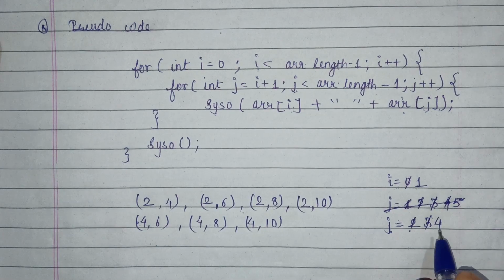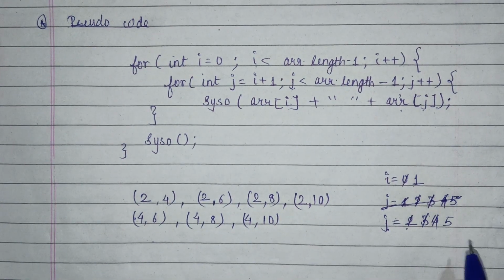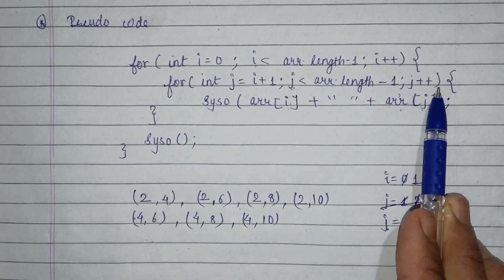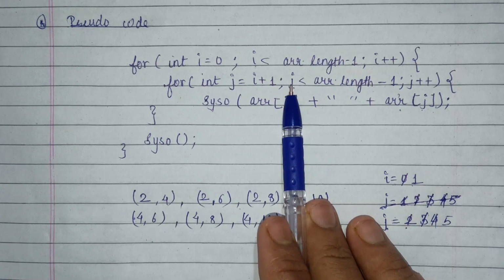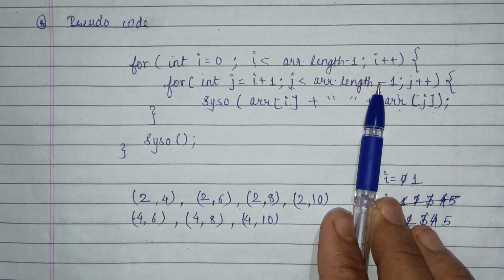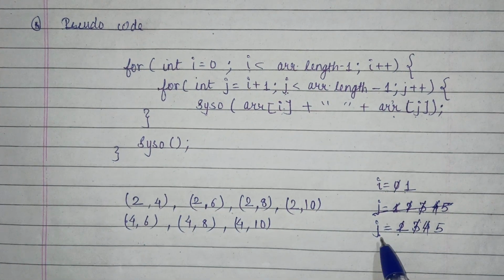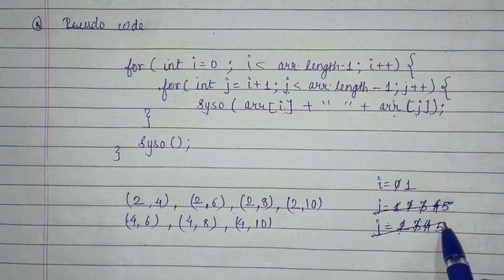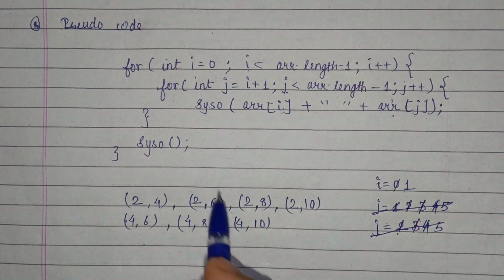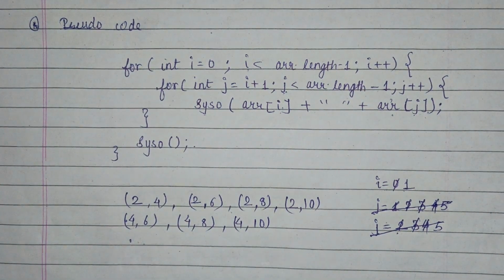Okay, now j value gets updated. J value has become 5. Now it will compare with the condition. Is 5 less than array length? Obviously no, and it will get terminated. Inner loop gets terminated and the compiler will go to the next line. Now the compiler will come here.